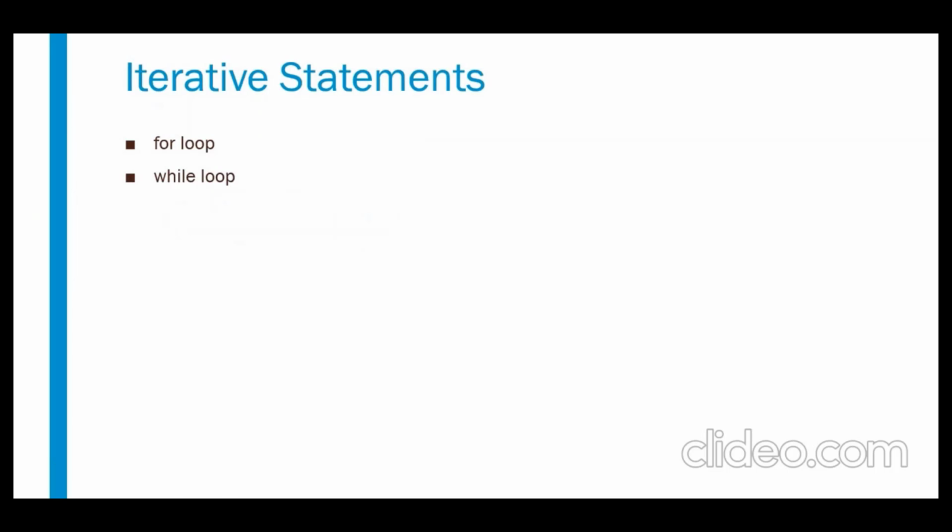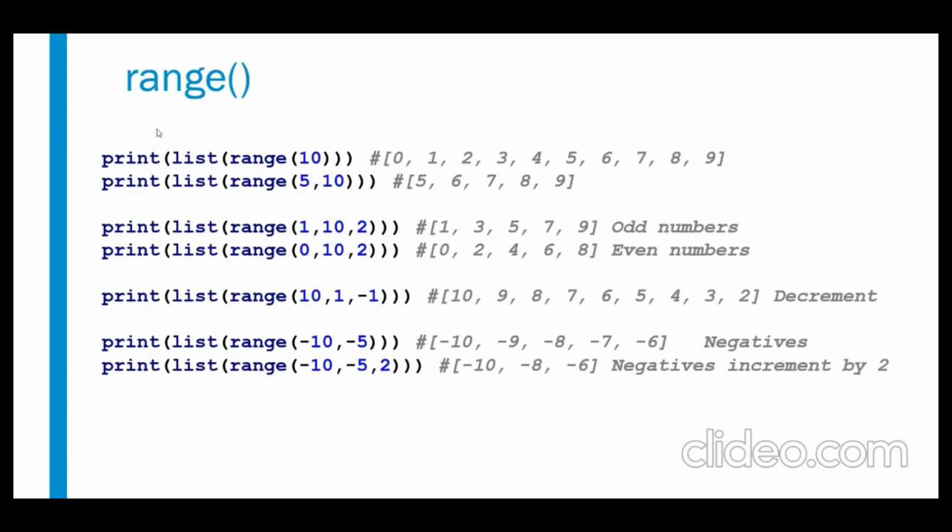Before discussing the for loop, we need to understand one function called the range function in Python. A for loop is always used with the range function. So what is this range function? Range is a function in Python which will give you some output based upon the input you provide.